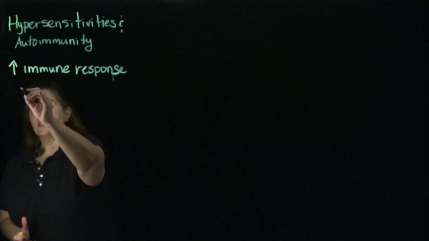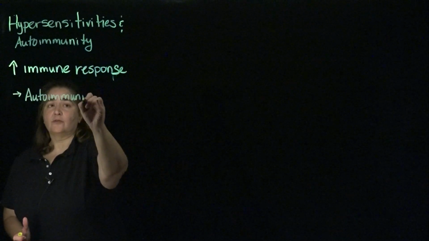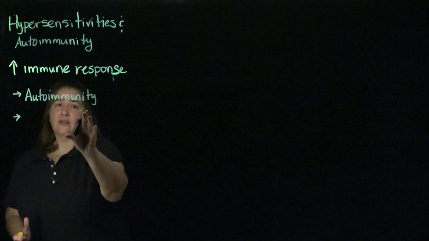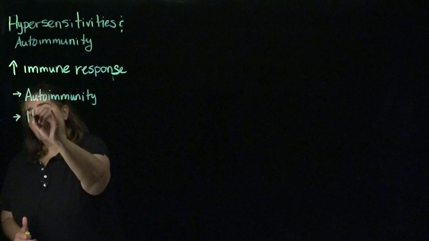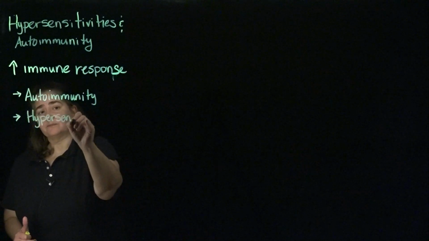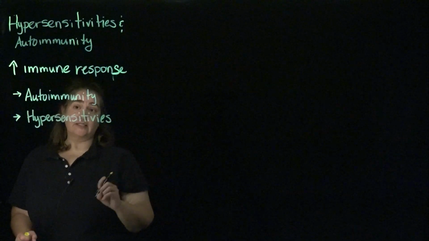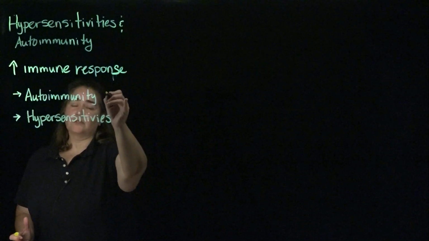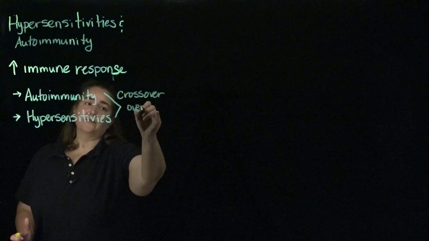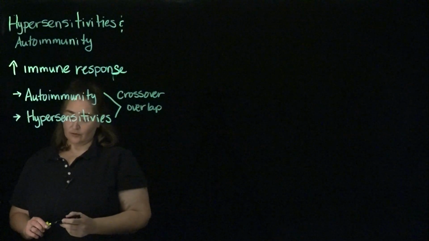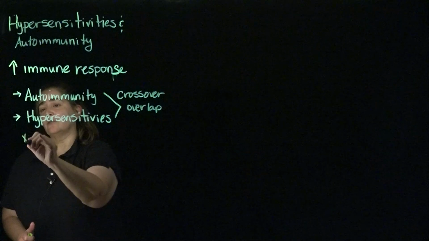And with hypersensitivities, the two types we're going to cover are going to be autoimmunity, where the antibodies made by the body attack tissues. So you have the attack of self with autoimmunity, and hypersensitivities, where you tend to have antibodies that are released at an inappropriate time or in response to something that's not a threat. And with these two, there's going to be a little bit of crossover and overlap between something that's autoimmune and something that's a hypersensitivity. All right, so don't let that throw you.